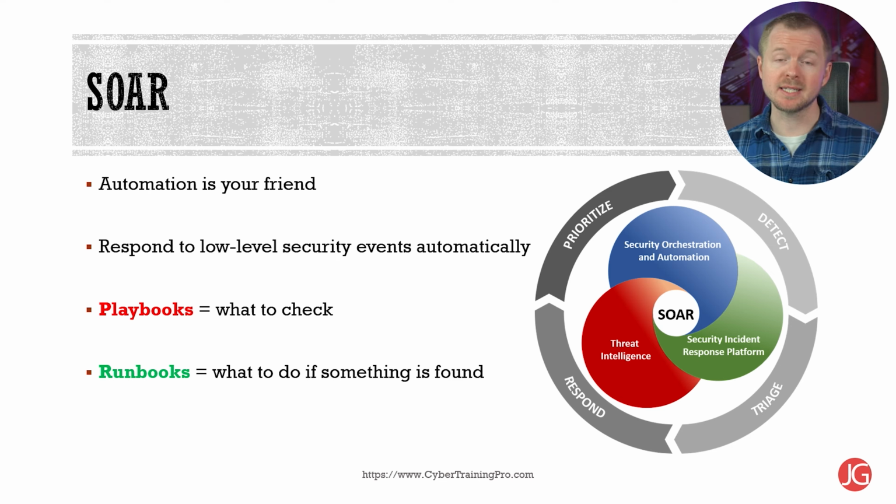Playbooks are basically a checklist that tells the SOAR platform what to look for to identify if something's an issue. For example, we might have a playbook for phishing emails. Runbooks are the action or actions that are taken based on what playbooks find. For example, if we have a playbook that finds a phishing email, our runbook might quarantine or delete that email.